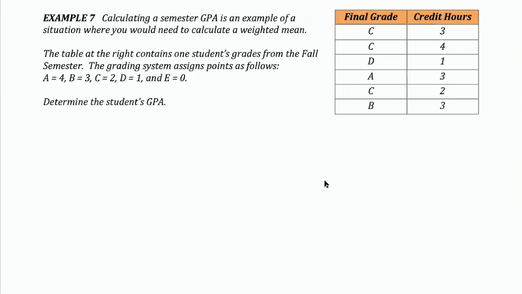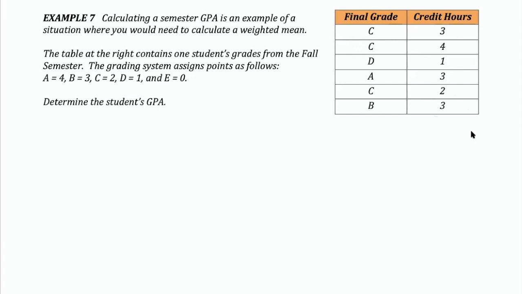Here's an example, which is applicable to you as a student. Example 7 from your book says calculating a semester GPA is an example of a situation where you would need to calculate a weighted mean. The reason for that is when you get your grades, they are for a certain number of credit hours. So getting an A in a 3 credit hour course is more significant than just getting an A in a 1 credit hour course. It's going to have more sway over your average.